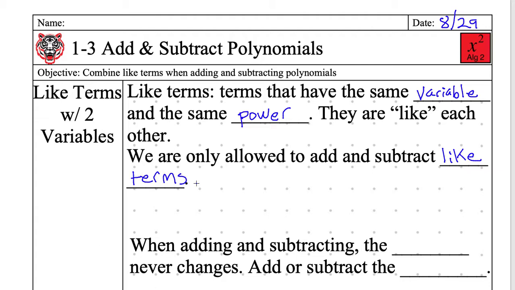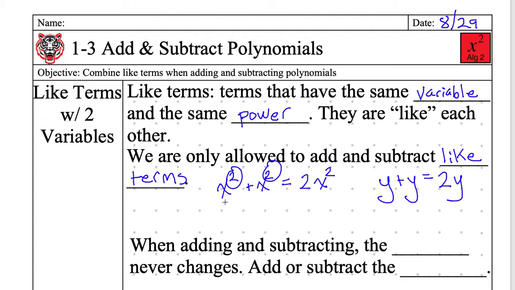Alright, so an example of adding like terms. X squared plus x squared. Those are like terms, and that turns into 2x squared. Other like terms would be y plus y turns into 2y. They have to have the same exponent, the same power, and the same letter, the same variable. That will mean that you can add them.